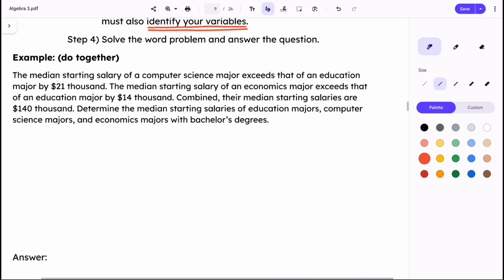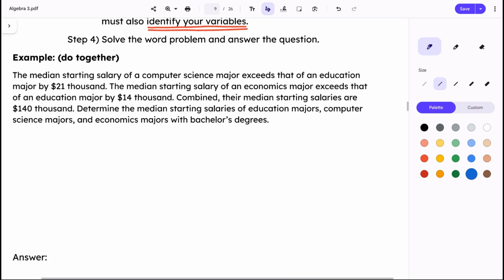Then it goes on to say the median starting salary of an economics major exceeds that of an education major by 14,000. So it looks like right now, just on those first couple of sentences, we're talking about three majors: computer science, economics, and education. Then it says combined, their median starting salaries are $140,000. Determine the starting salaries of the ed major, computer science major, and the economics major.